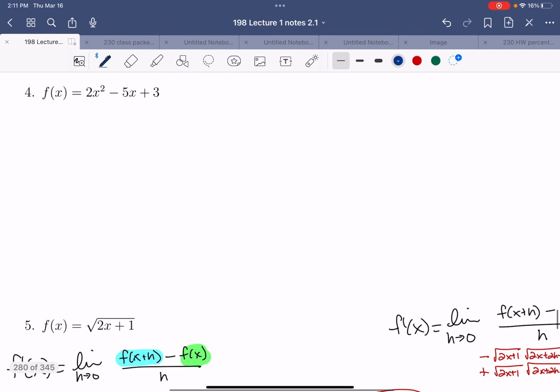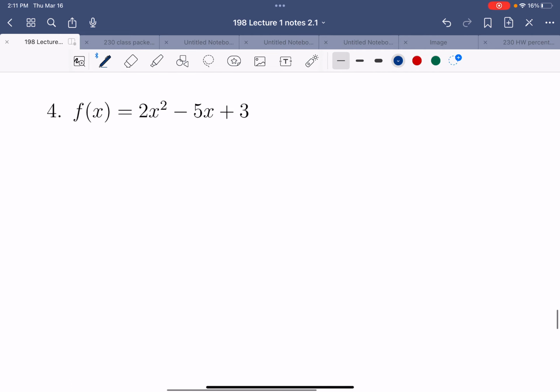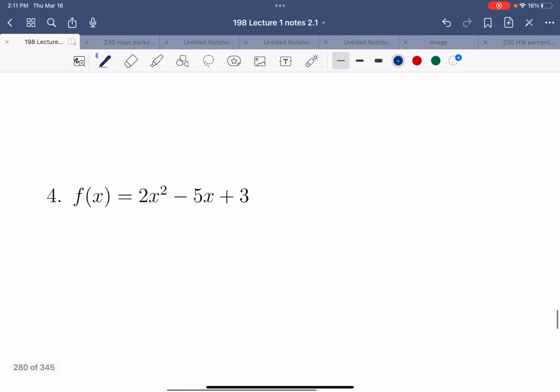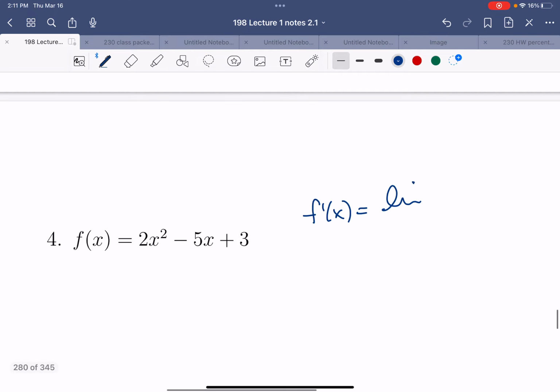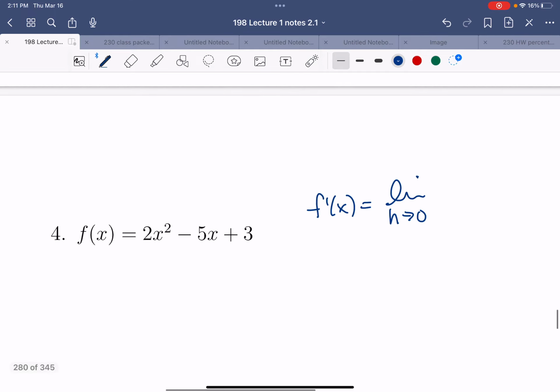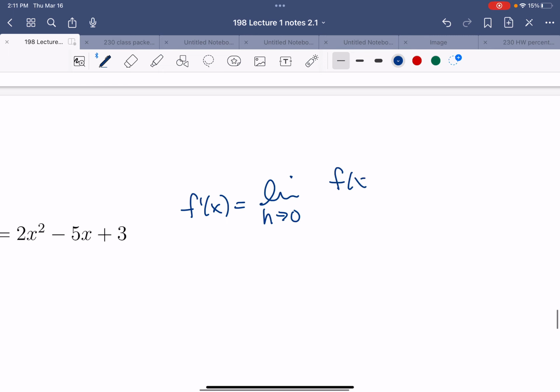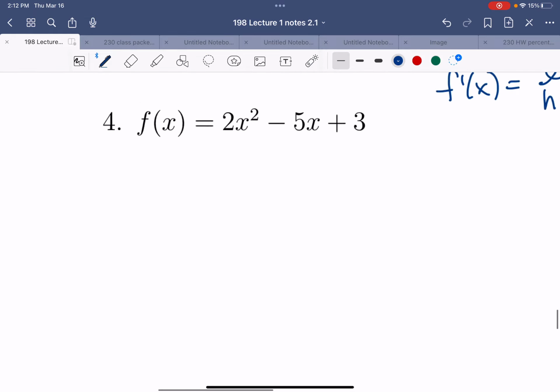Okay, now let's go on to number 4, where we're doing our derivatives in general this time. So we're using the second formula, where f prime of x is the limit as h goes to 0 of f of x plus h minus f of x all over h. Okay, and so that's where we're starting from.